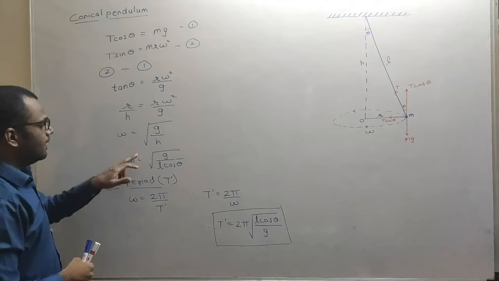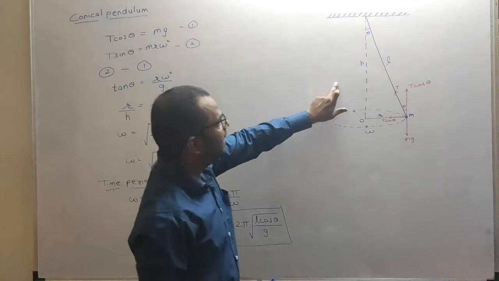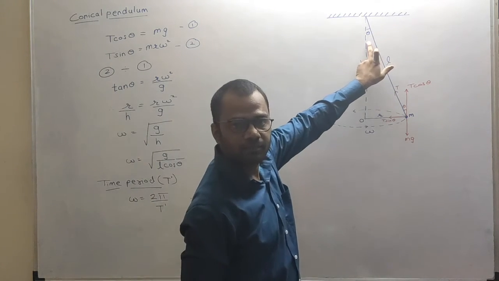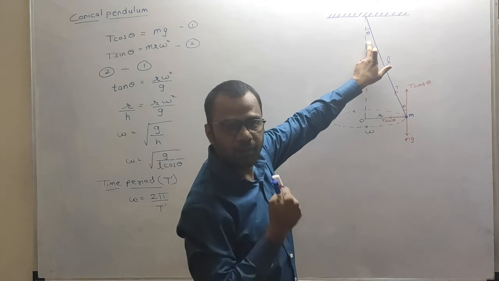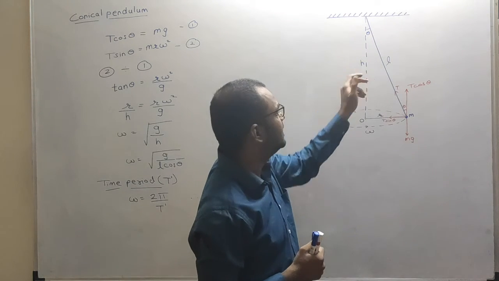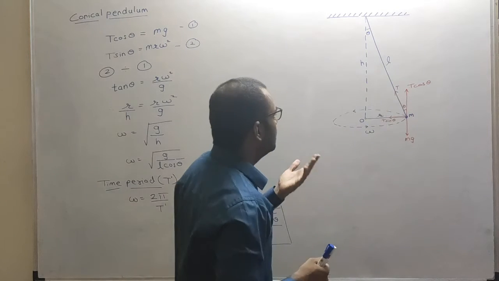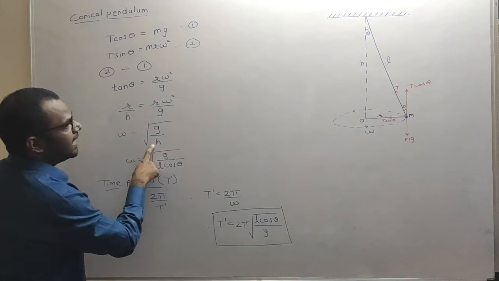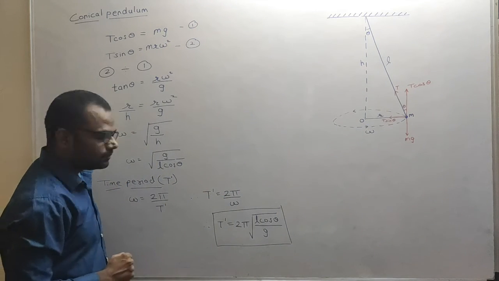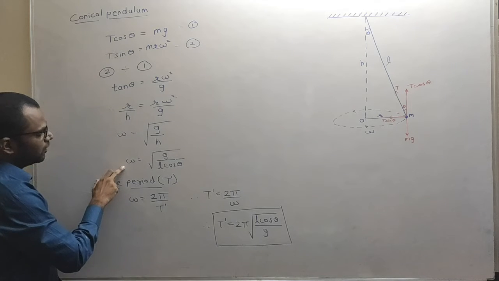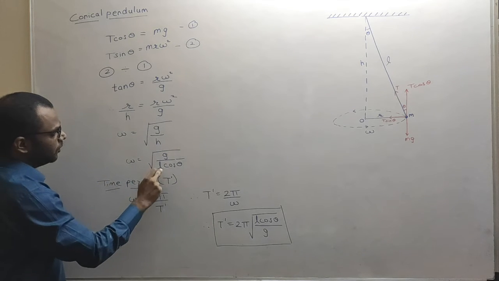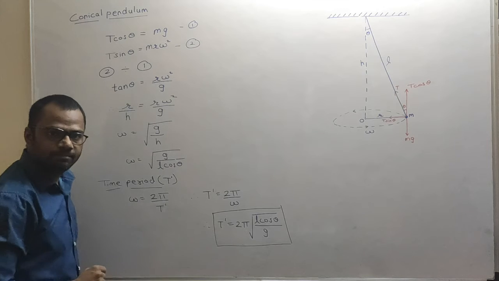Okay. Now what is h? h can be written as L cos theta. From geometry and simple trigonometry, cos theta is adjacent upon hypotenuse. So from that I get h as L cos theta. So we got the relation of omega as square root of g upon L cos theta.